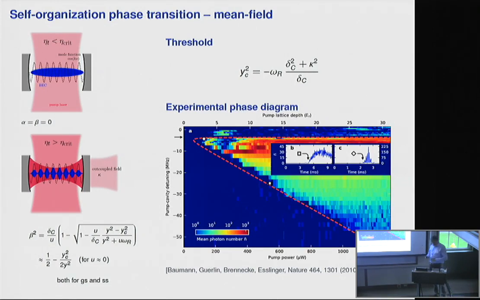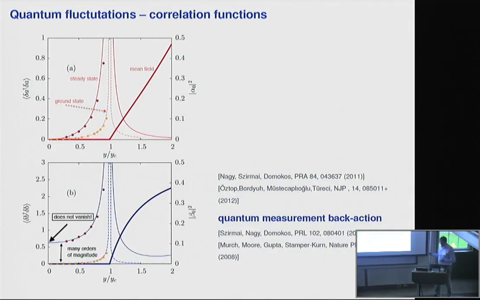We are in the mean field description, but it's not true that there are no fluctuations. So fluctuations are important also in the mean field description. So one can calculate the fluctuations, so the number of these photons and the population of the excited mode as a function of the control parameter. For reference, the thick line shows the mean field. And here we see this divergence of the fluctuations. And this time we see a marked difference between the ground state fluctuations and the steady state, both for the photon part and the atomic part.